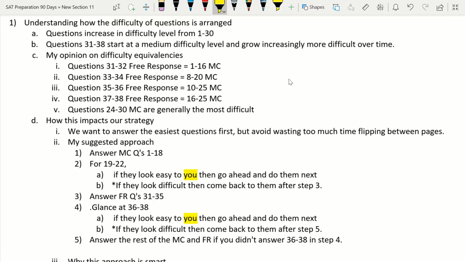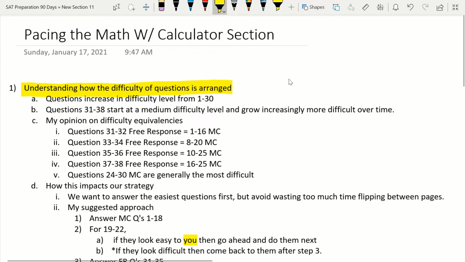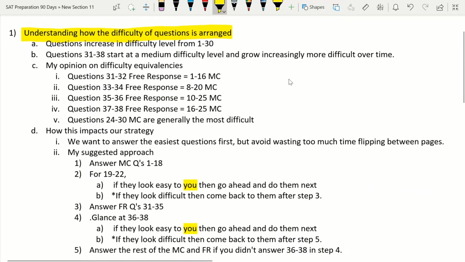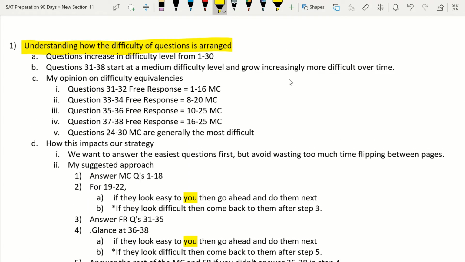So we have understanding how the difficulty of questions is arranged. So the way that you're going to want to manage your time with the math with calculator section, it's similar as far as the structure behind the reasons why I do it as with the math without calculator section, as far as question difficulty equivalencies between the multiple choice and free response. So big difference is that the free response, there's 8 questions rather than 5. Multiple choice, there's going to be 30 questions multiple choice.